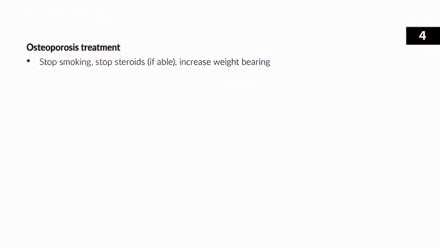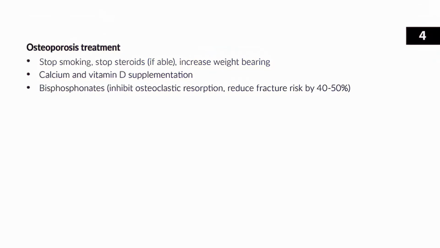First of all, there are some simple lifestyle things like quitting smoking, avoiding long-term steroid use, and increasing exercise, especially weight-bearing exercise. Weight-bearing puts torque and strain on the bones, and that stimulates the osteoblasts a little bit. Calcium and vitamin D supplements are very important. And the number one mainstay therapy for osteoporosis is bisphosphonates, which decrease fracture risk by 40 to 50%.